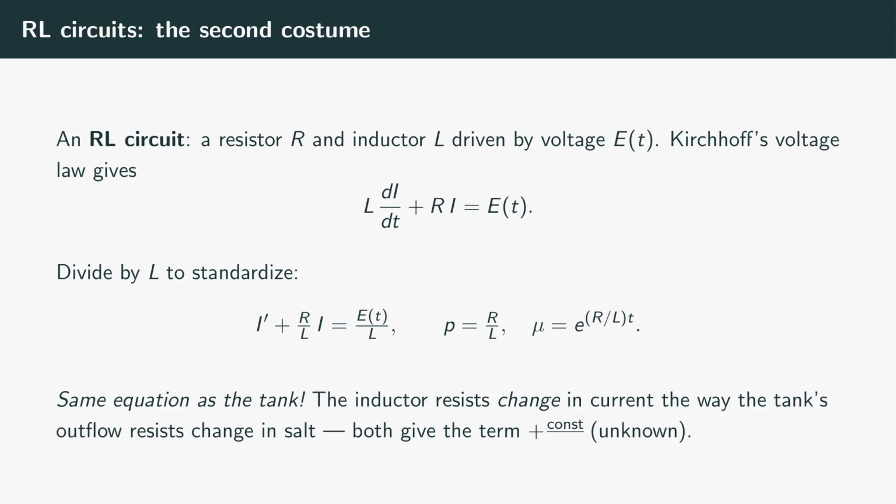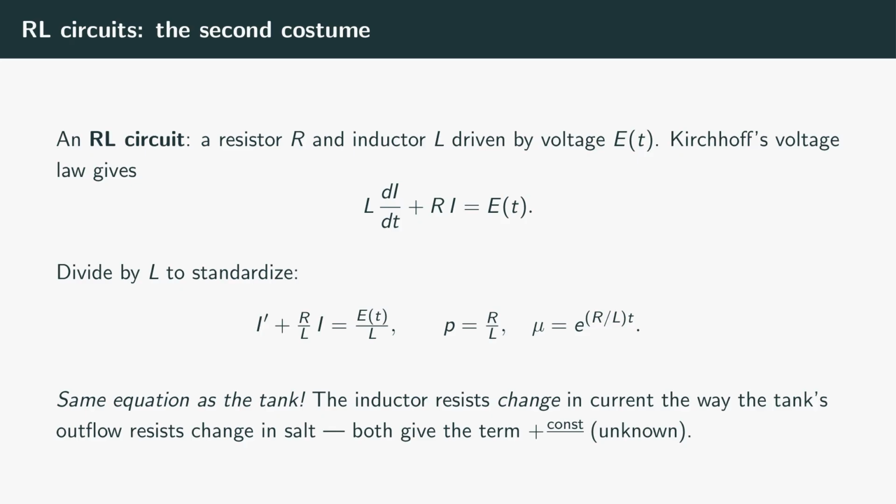Now, the same mathematics in a completely different costume, an electrical circuit. Take a resistor and an inductor in a loop, driven by a voltage source E of t. Kirchhoff's voltage law says the voltage across the inductor plus the voltage across the resistor equals the applied voltage. The inductor contributes L times the derivative of the current, and the resistor contributes R times the current. So L times I prime plus R times I equals E of t.